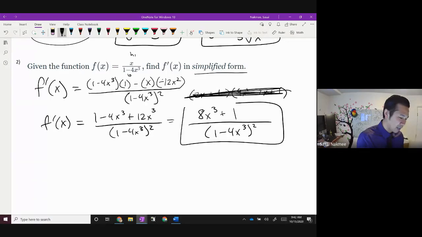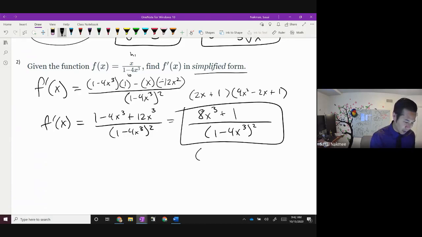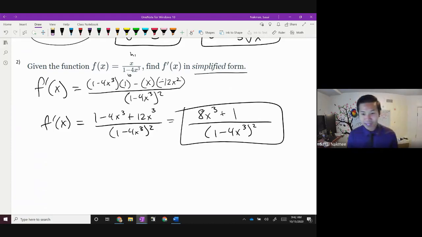I think this is as simplified as it's going to get because if you factor out that bottom one, I don't think it cancels out with anything. This would be 1 minus. No. 4 is not a cube. Now, there's nothing else we can do with that. We looked at it and we saw there's nothing else there. So that's pretty much what it's going to end up at, right? 8x cubed plus 1 over 1 minus 4x cubed quantity squared.